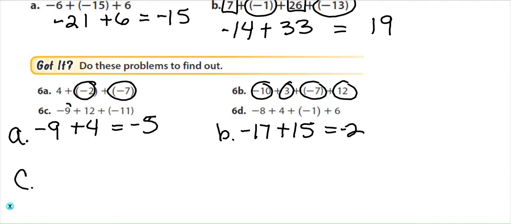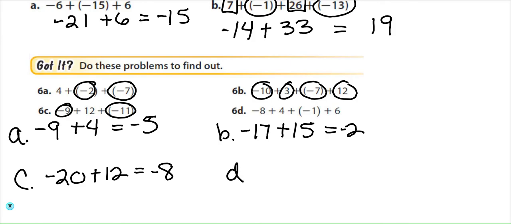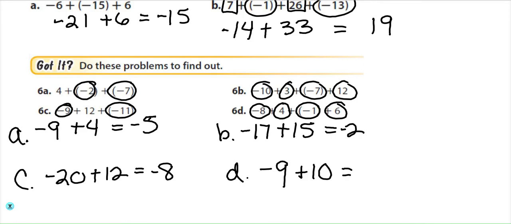Okay, so I have -9 and -11, so that would be -20, and then I've got a 12. All right, again, different signs, subtract, so that would be 8, and then the larger number was negative, so that would be -8. And letter D, we have -8 and -1, so that's -9, and then I have 4 and 6, so I've got 10 there. So that's going to make it 1.